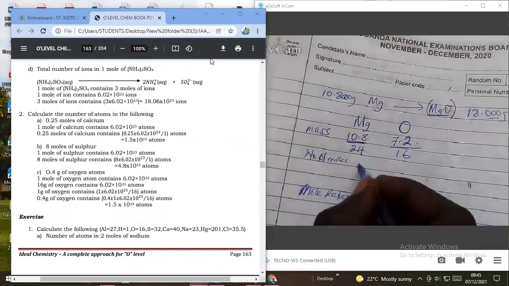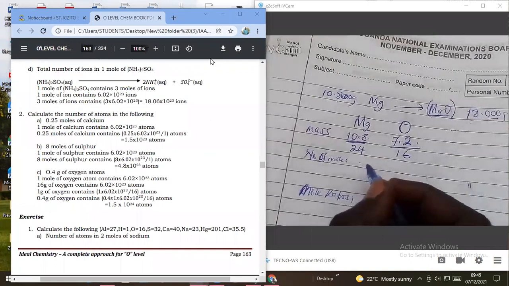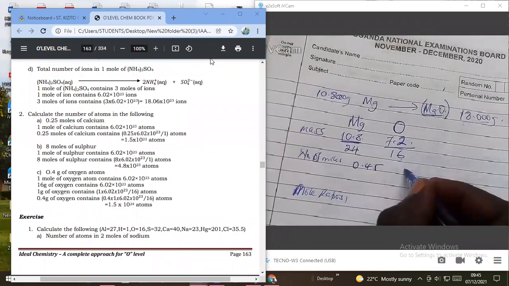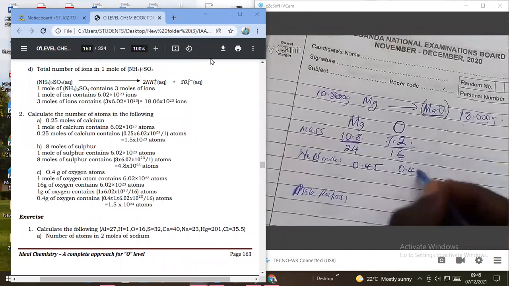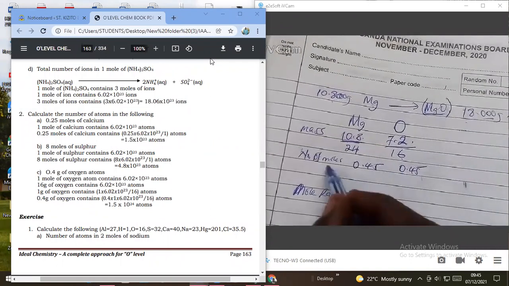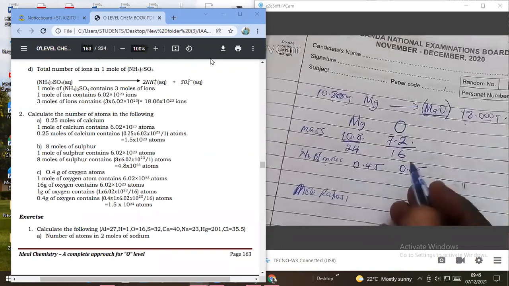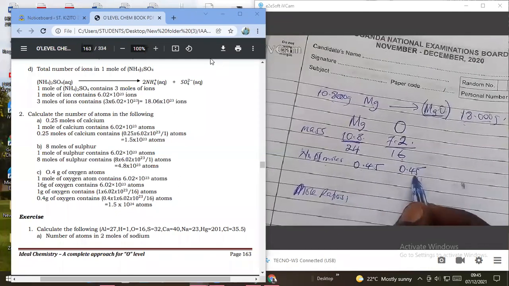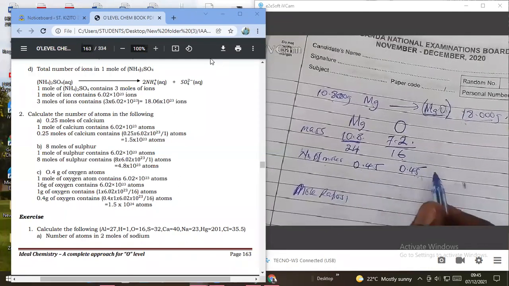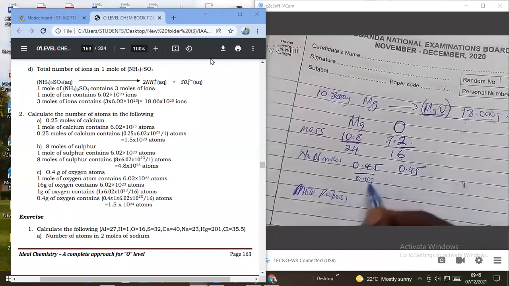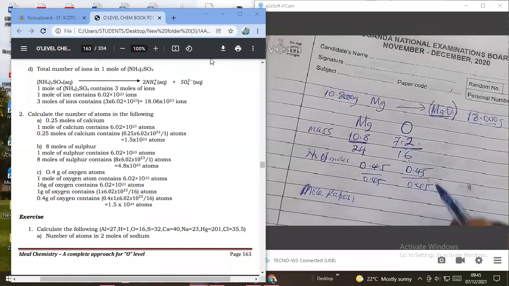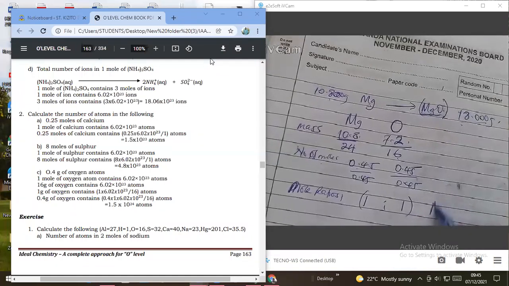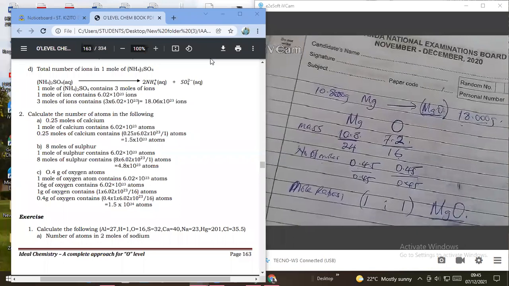When you divide this, what do you get? 0.45. Then this one? Also 0.45. So our mole ratios are very easy to get. To get the mole ratios, we divide by the smallest. I think the smallest is the same number. So we just divide by 0.45, divide by 0.45. So the answer is 1 to 1, giving us our formula of magnesium oxide as MgO.